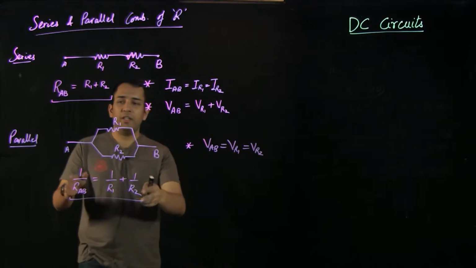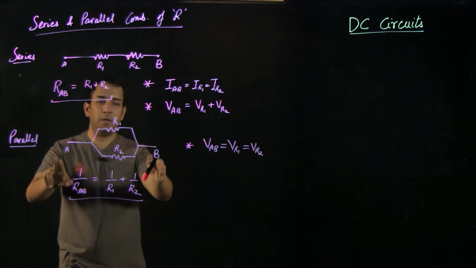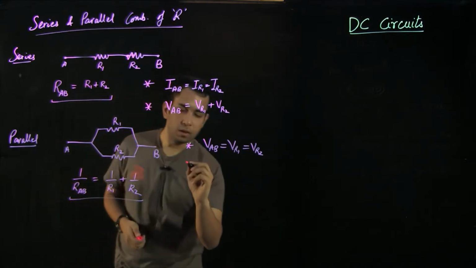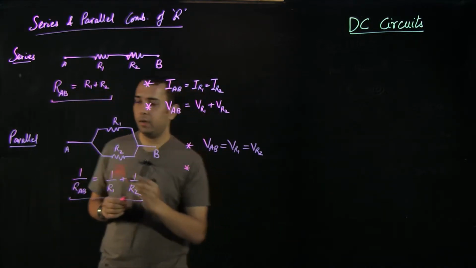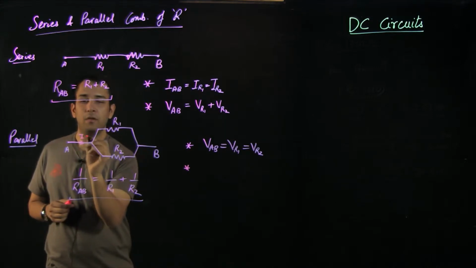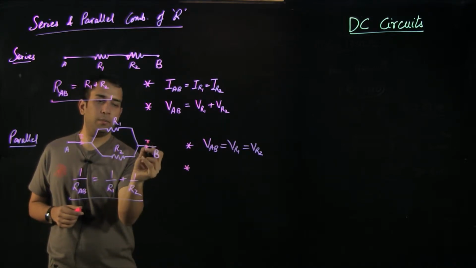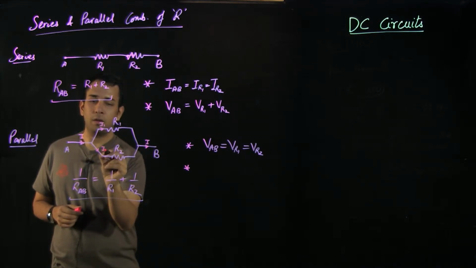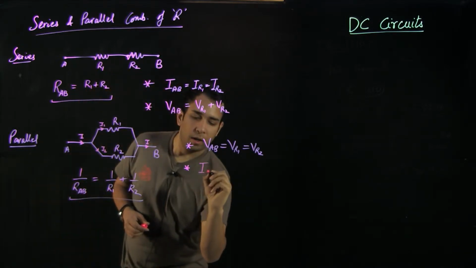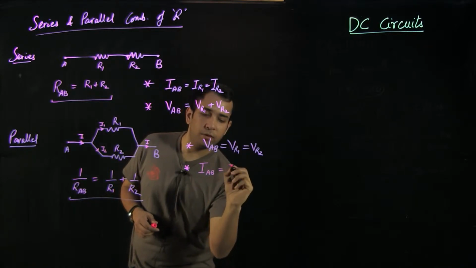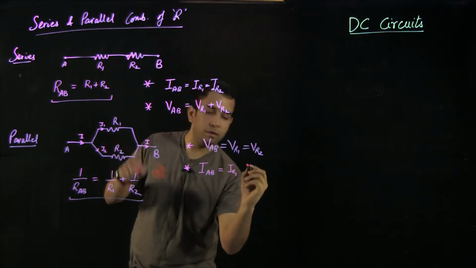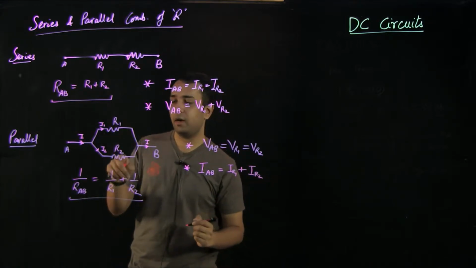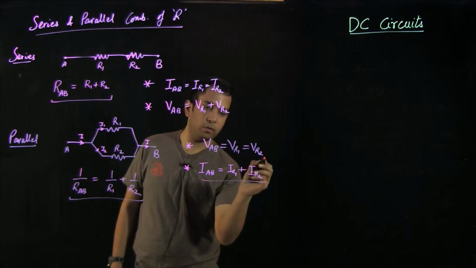So the voltage which we are applying across the terminals AB is same as the voltage we will find across R1 and R2. The second thing is that the current which is flowing in the branch A and B, IAB, is actually the sum of the current flowing through IR1 and the other current flowing through resistance R2.